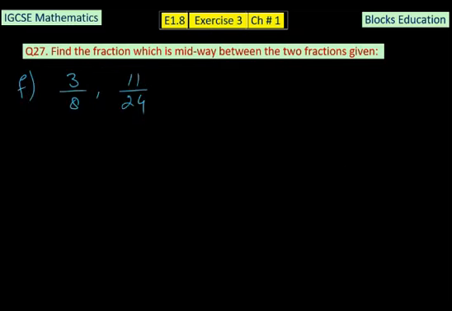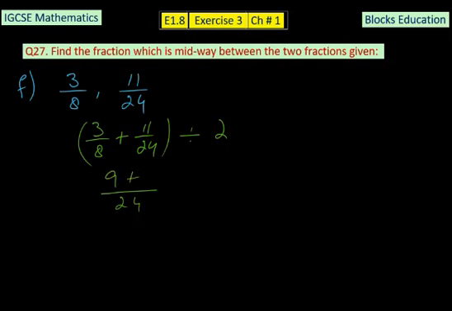In the next part it says 3 over 8 and 11 over 24. So we will perform the same operation, 3 over 8 plus 11 over 24 and divided by 2. So the LCM of 8 and 24 is 24. 8 3s are 24, 3 3s are 9, 24 1s are 24, 1 11 is 11, divided by 2. 11 plus 9 is 20, so it is 20 over 24 divided by 2.